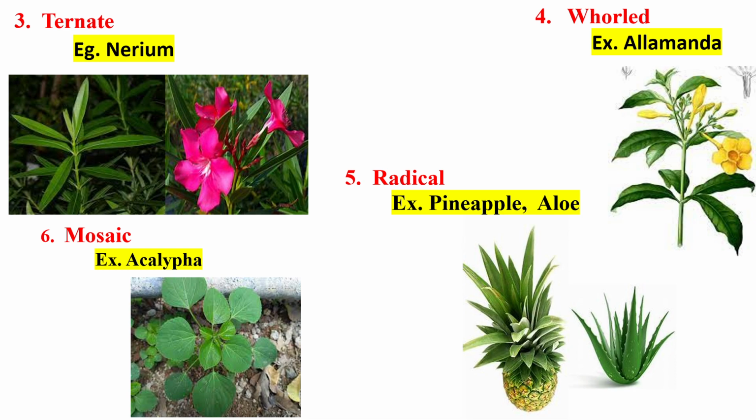Example, Nerium. In whorled phyllotaxy, there are four or more leaves arranged in a circle at each node. Example, Alamanda. In radical phyllotaxy, the stem is much reduced and the leaves arise in a cluster from near the ground level. Example, aloe, pineapple, etc. In mosaic phyllotaxy, the smaller and larger leaves are arranged in a mosaic pattern so that all the leaves are equally exposed to sunlight. Example, Acalypha.